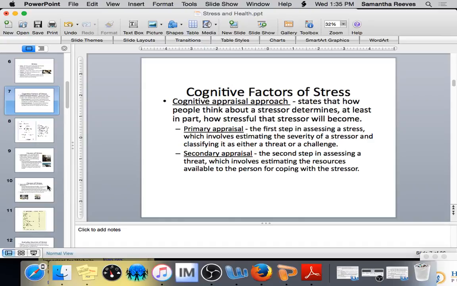I got one. I have asked this question every single day. What is it, Mickey? Cognitive appraisal approach. Primary appraisal is a part of the cognitive appraisal approach, not the cognitive appraisal approach itself.